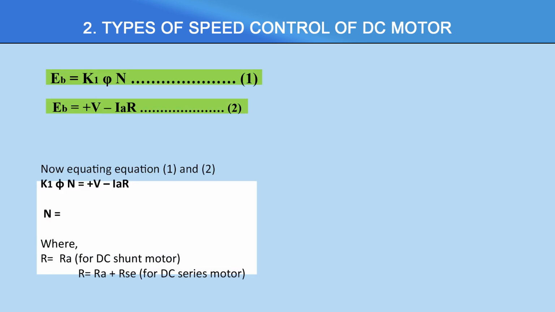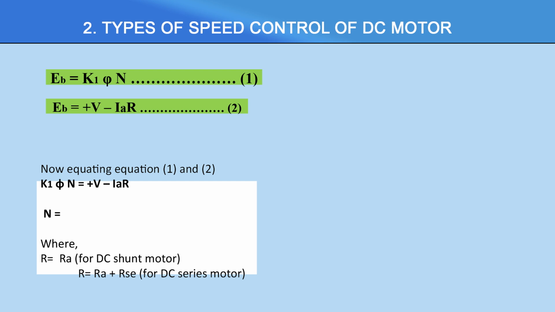The types of speed control of DC motor. What different kinds of speed control of DC motor are applicable? Considering this point, there are two equations: Eb = K1 phi N, this is equation number 1, and the second, the back EMF equation, Eb = V - Ia Ra. We are well aware of these two equations, because we discussed them in the previous lecture. Now we can equate these two equations, because both are written for the back EMF.